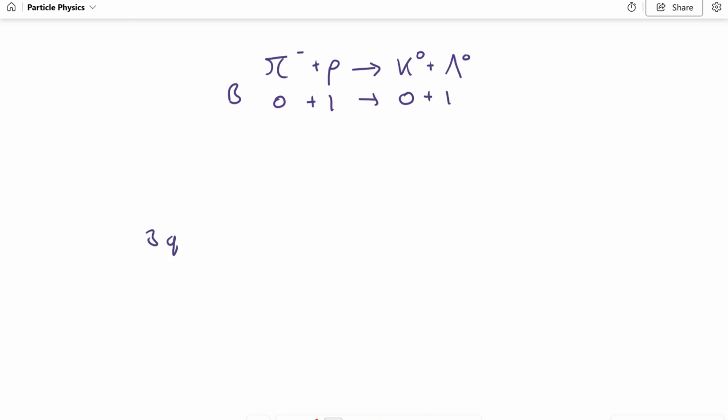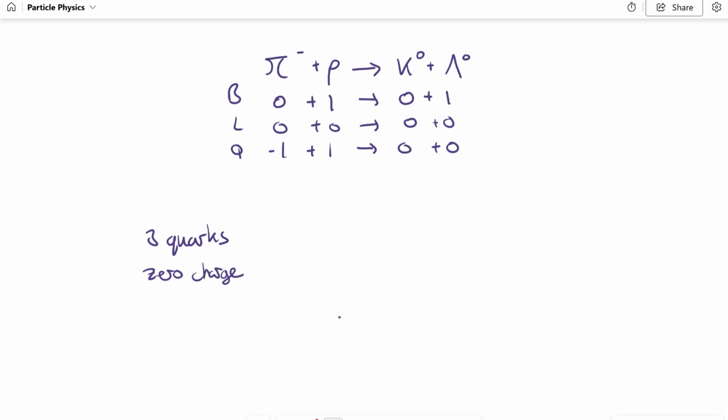So we know it's 3 quarks, because a baryon, remember, is 3 quarks. We can do lepton number, but none of these are leptons, and we already know it's a baryon. Charge, always important. We've got -1 + 1 goes to 0 + 0. So we know it's got 0 charge. So when we add our quarks up, we've got to think about that. Okay, so it's 0 charge.